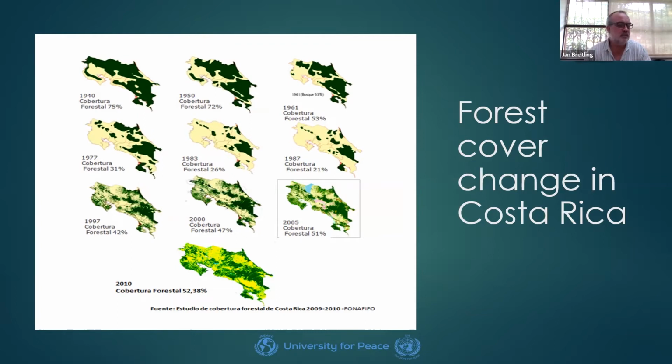The fact is that Costa Rica has gone through a forest transition and the national forest cover is stable, at least since 2010. There is still some deforestation on small scales, but there's also other areas where you have an increase in forest cover. So net deforestation is close to zero.